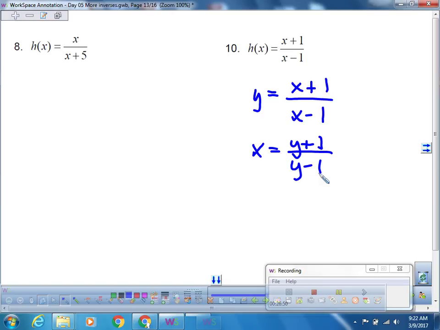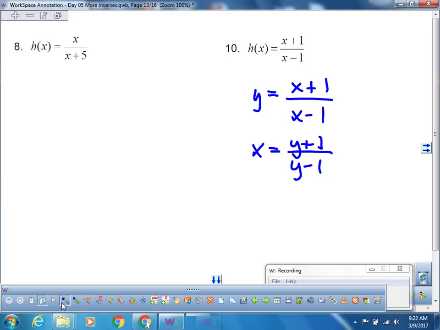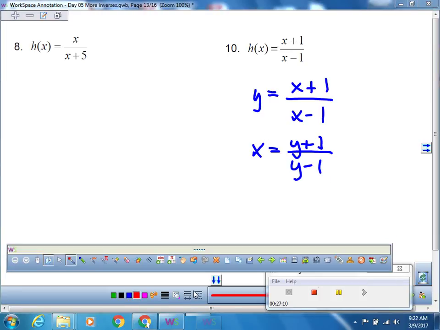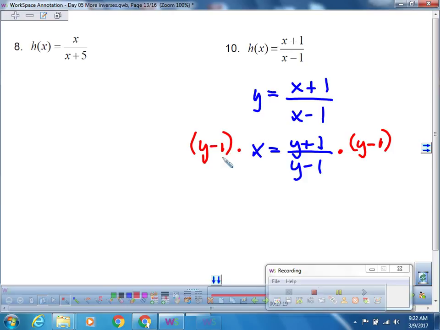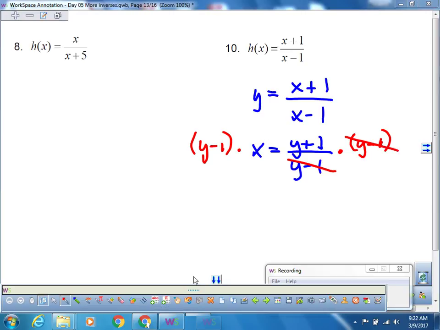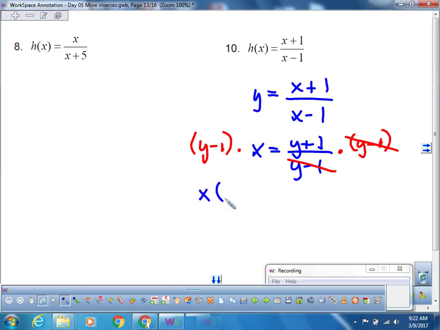All right, so now I have to go that traditional route, like Malik was doing, and I've got to multiply both sides by y minus 1. So that's what I'm going to do. I'm going to multiply this side by y minus 1, and I'm going to multiply this side by y minus 1. That gets rid of my fraction. So this goes away, and I'm left with x times y minus 1 equals y plus 1.